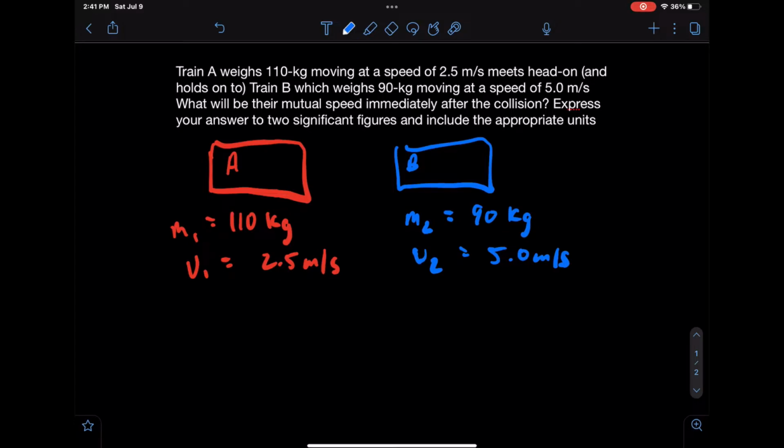So the collision, when they meet head on, we'll know that A is moving in this direction and B is moving in this direction. Once they collide, then they will have a new velocity due to their weight and the conservation of linear momentum. So we're trying to solve for V, which is the common velocity.